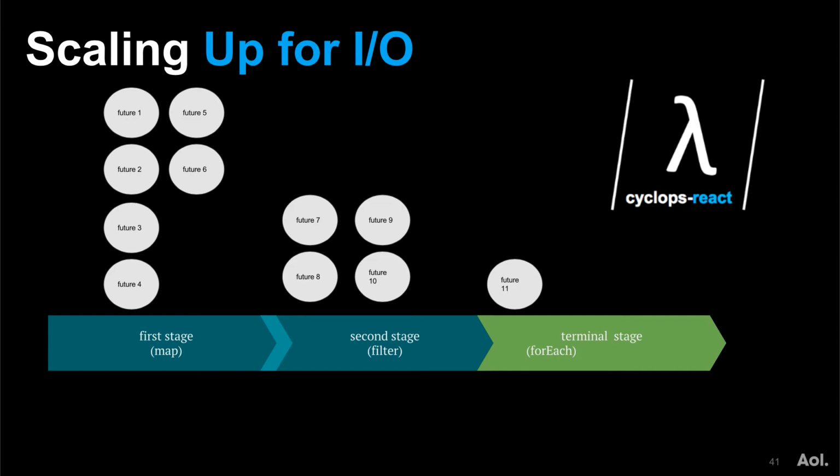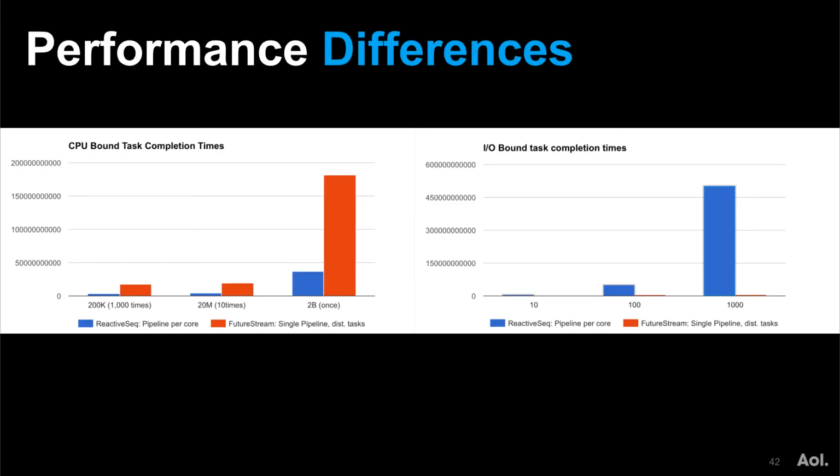So with the two models combined, we've got one that's very efficient for computationally intensive tasks, and we've got one that's very efficient for I/O bound tasks. And this slide maybe will give you an idea of the performance differences. Within our cyclops-react library, we have two different stream types that are optimized for solving both problems.